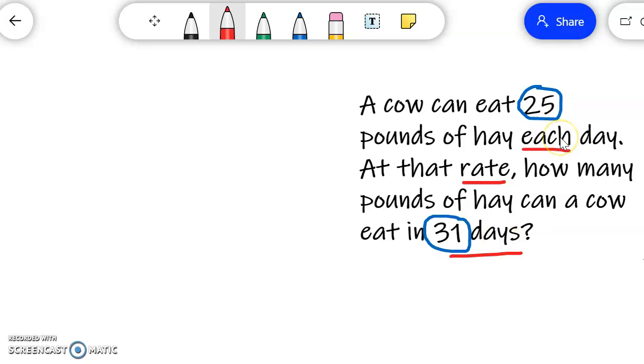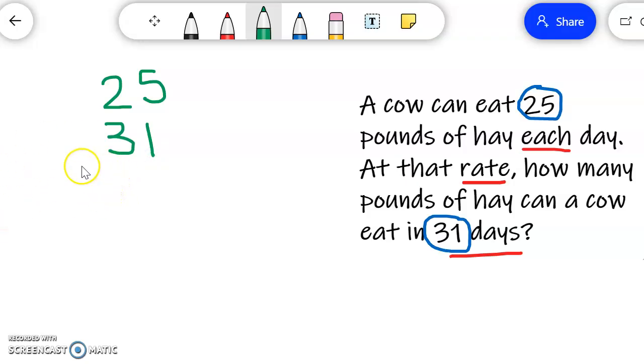So the word each lets me know, and the way the word problem is structured lets me know that this is a multiplication word problem. So I want to set this up using the standard algorithm this time. So 25 is the first number that I circled, and 31 is the second number that I circled, because he's going to eat 25 pounds of hay every day for 31 days. So now I'm going to multiply these two numbers.